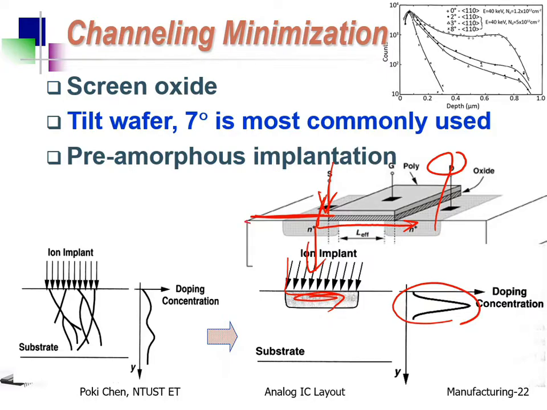Again, keep this in mind. All the operations are around the surface of your wafer or your chip. The higher the concentration, the better the conductivity. But what goes wrong with such kind of tilted wafer?